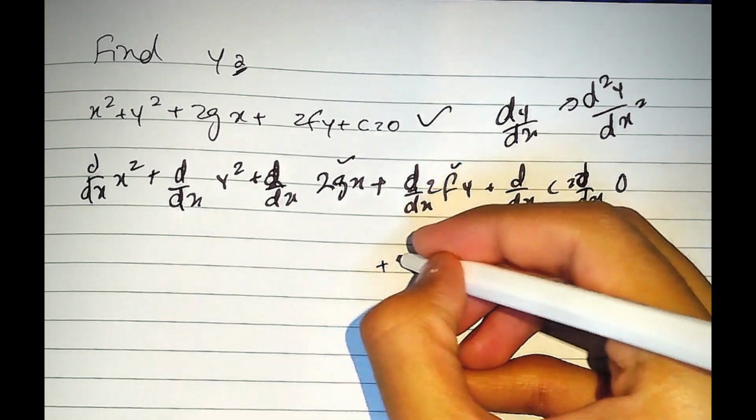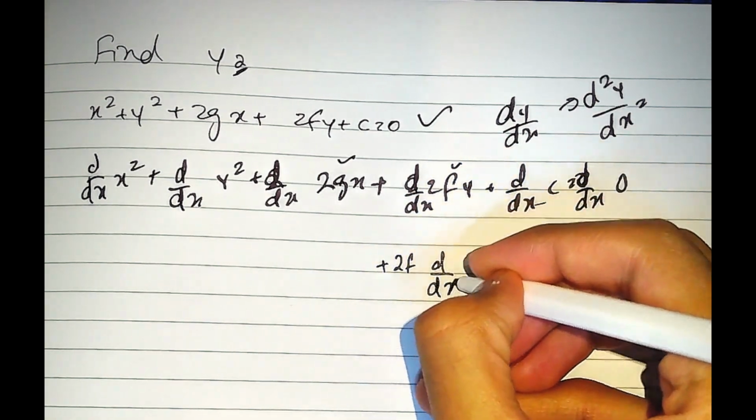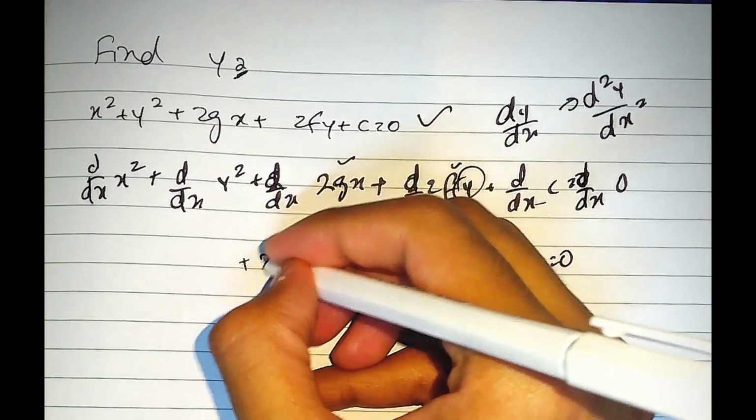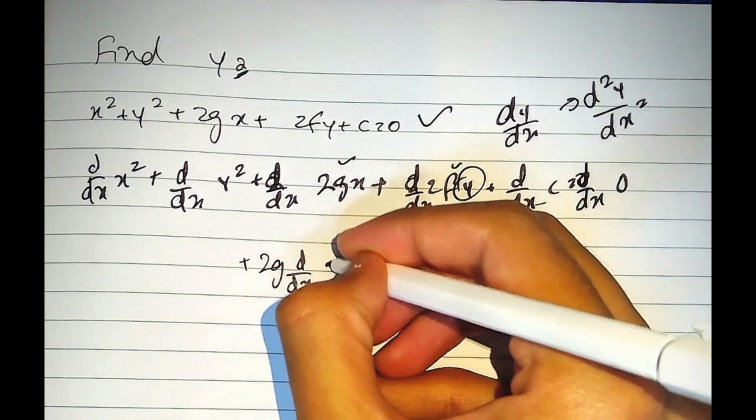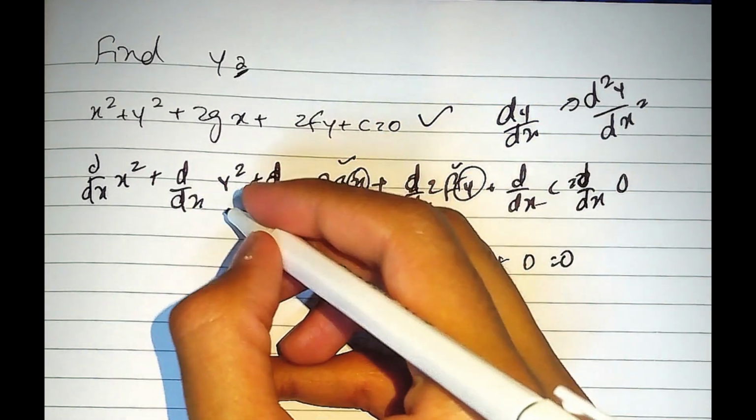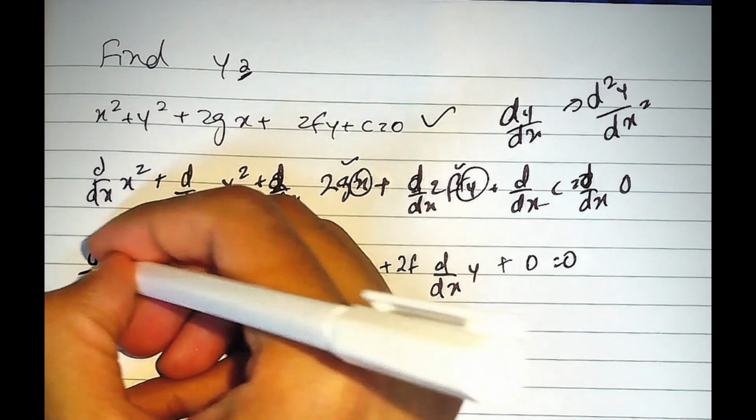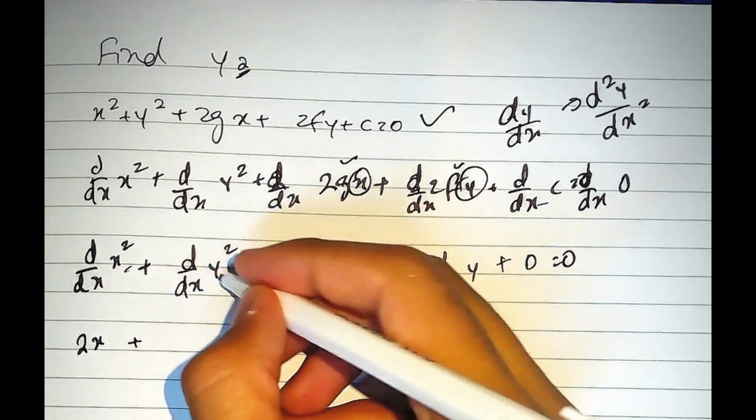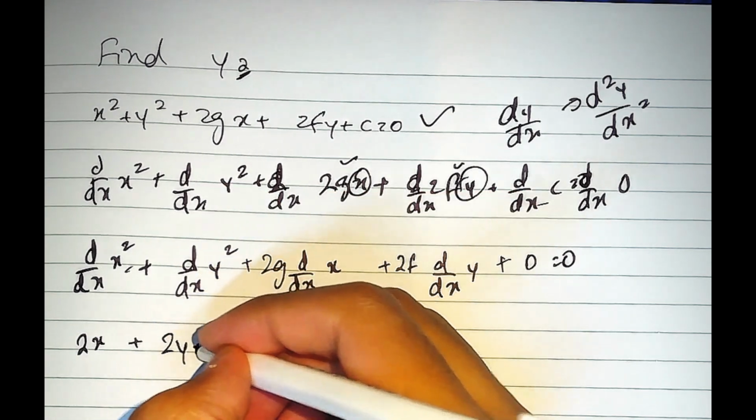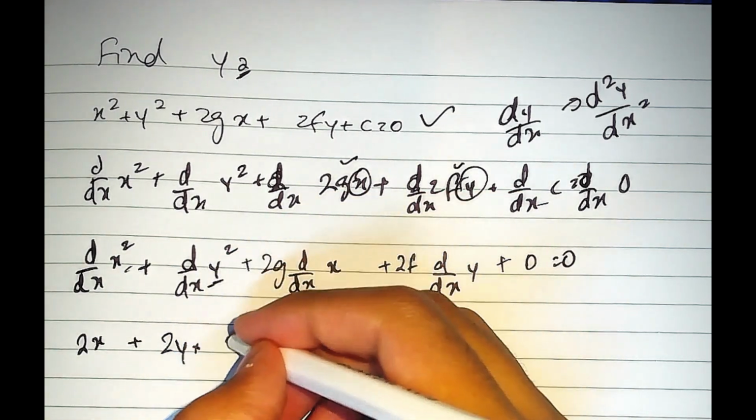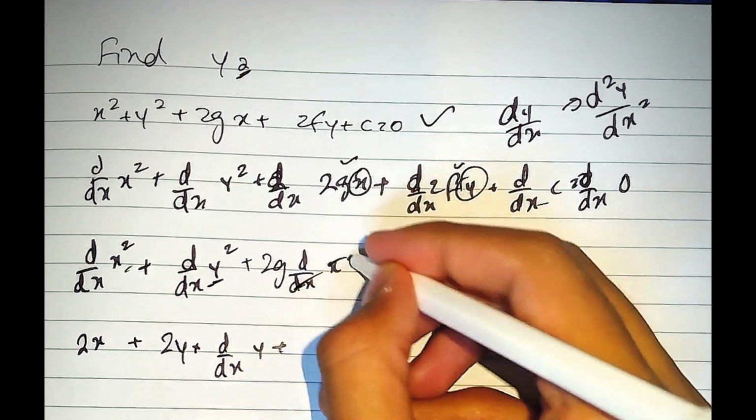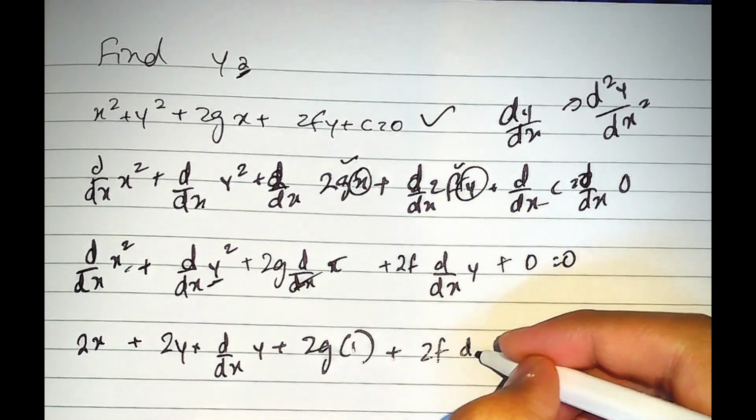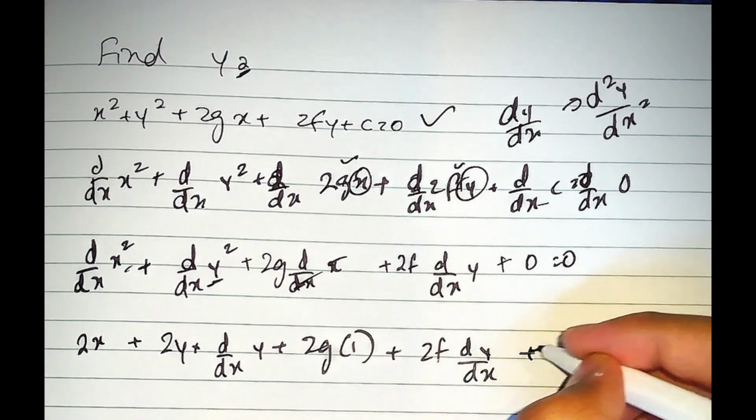So 2f is a constant, let's just separate it, and then we are left with d by dx y. Then we have plus 2gx, so 2g will be separated and we are left with d by dx x. Okay, so this will be remaining. So the derivative of x squared would be 2x, plus the derivative of y squared would be 2y multiplied by the derivative of the function. What is the function? dy by dx. This will be cancelled and we are left with 2g multiplied by 1 plus 2f dy by dx is equal to 0.